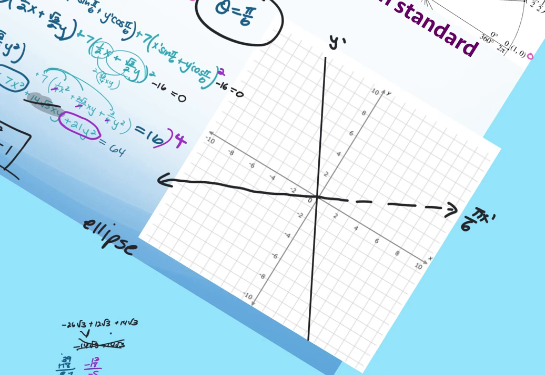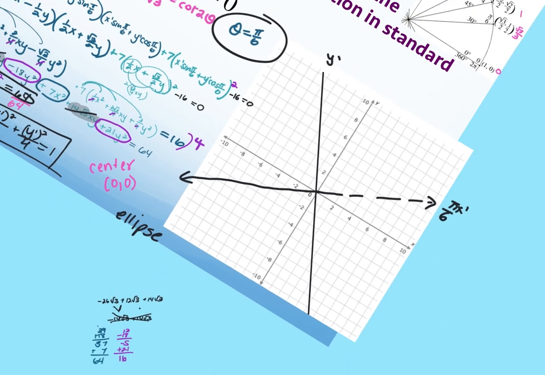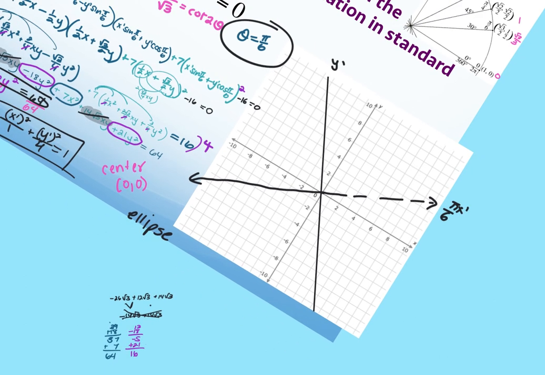We know it's an ellipse. What's the center? Zero, zero. Is it horizontal or vertical? Horizontal. And how do you know that? Because the x is first. So you're all wrong. Because the b squared is under the y. It's vertical because the bigger number is under the y. A squared.